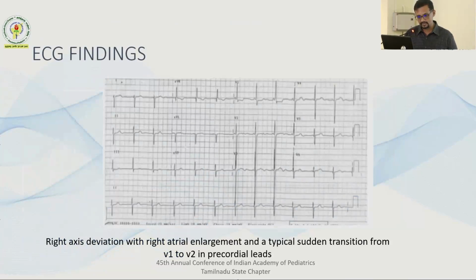So certain ECG findings. Just concentrate on V1 and V2. Normally we have a sudden transition, which is very typical. This sudden transition is a hallmark of tetralogy of Fallot, with right axis deviation also.